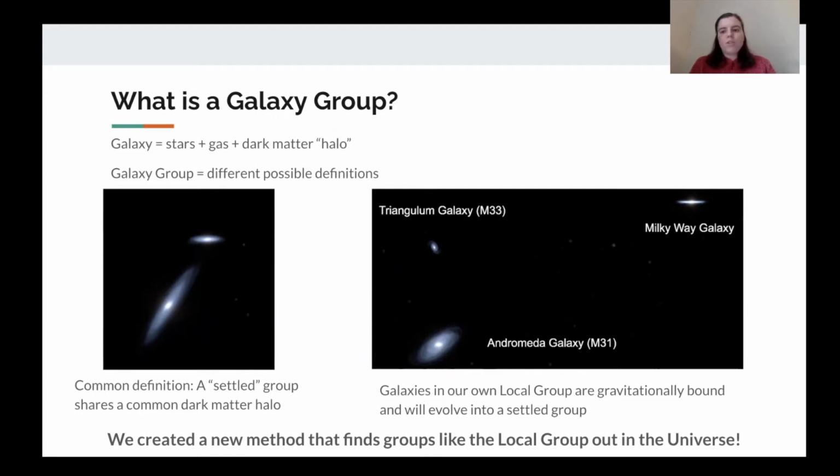So most group finding methods find settled groups, but we are interested in finding groups like the local group that are in the early stages of formation. So we have created a new method that finds groups like the local group out in the universe.